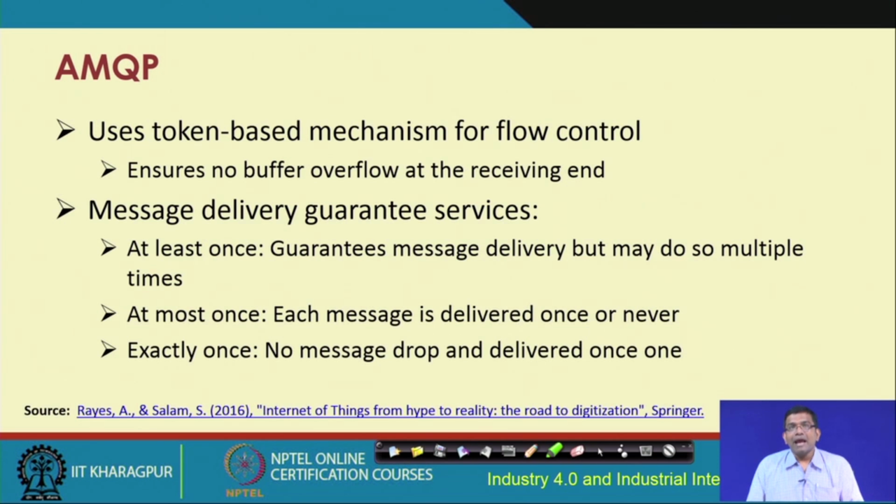One is at least once, that means offering guarantees in terms of message delivery, but these guarantees may do so multiple times. At most once, which is about ensuring that each message is delivered once or never, and exactly once, which talks about ensuring no message gets dropped and is delivered only once.